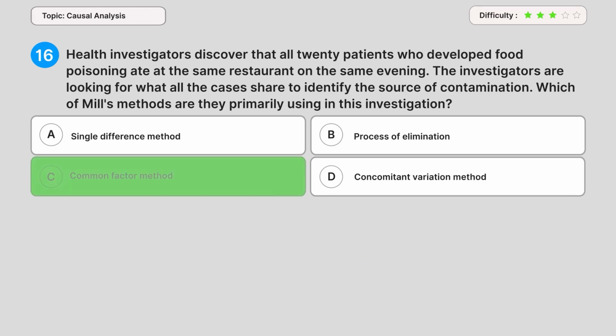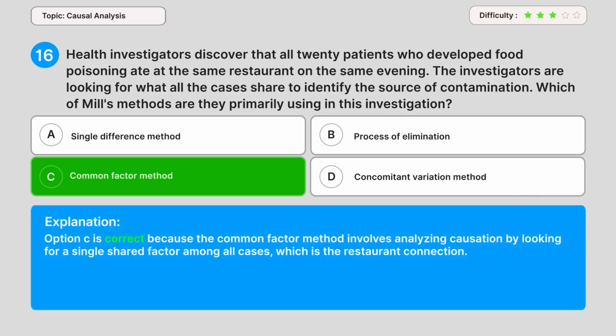Correct answer, C. Common factor method. Explanation. Option C is correct because the common factor method involves analysing causation by looking for a single shared factor among all cases, which is the restaurant connection.